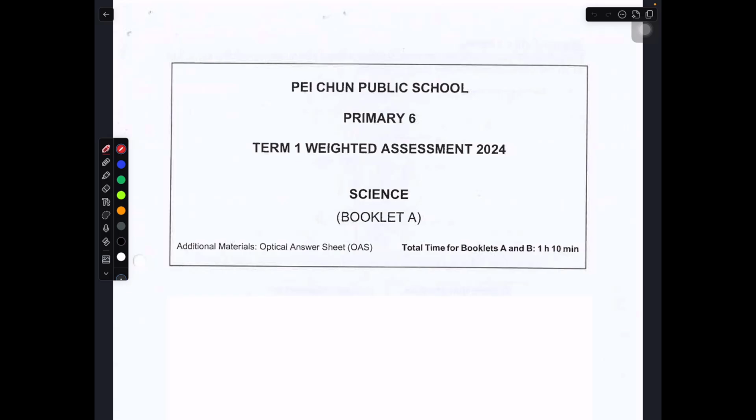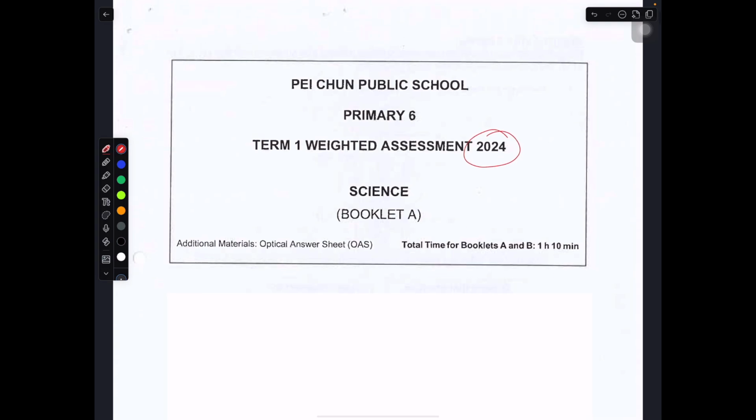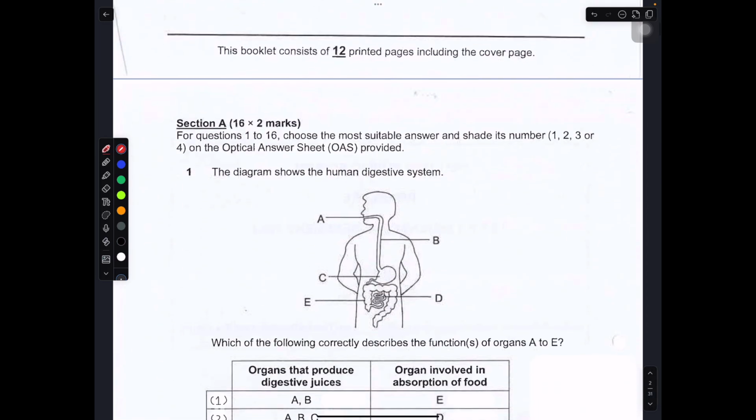Afternoon. So I'll be running through Pei Chun Public School Primary 6 Term 1 weighted assessment. This paper was actually a 2024 paper. So there's a total of 16 MCQ questions in this paper. So without further ado, let's start from question 1.